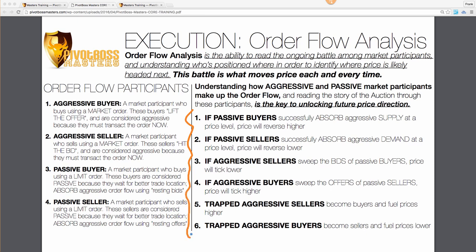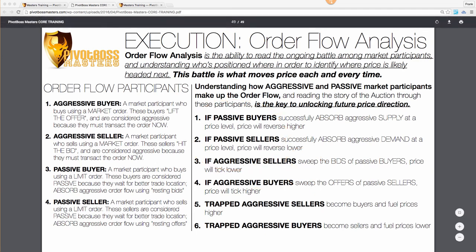You're looking for passive buyers and sellers to absorb aggressive participants in order to run their stops. Successfully absorbing leads to traps, right? That's what happens. If passive buyers successfully absorb aggressive sellers, they become trapped. If passive sellers successfully absorb aggressive buyers, they become trapped. So that's what we're looking for. And the way that the passive participants are defeated is when the aggressive buyers and sellers are able to sweep their resting bids and offers. So that's the basic nutshell of order flow analysis.